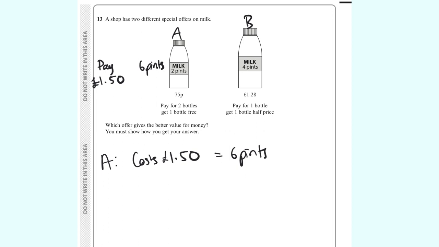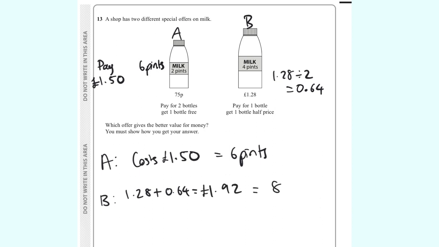So B, we pay for 1 bottle, and then we get another bottle half price. So half price, so £1.28 divided by 2 is 0.64. Okay, so we're going to get for bottle B, we're going to get £1.28 plus 0.64 is £1.92, but that is for 8 pints. Okay, that's for 8 pints.